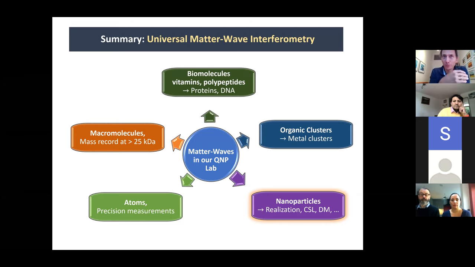What we've been doing in our lab is really matter-wave interference with atoms, with macromolecules, with biomolecules, from vitamins to polypeptides, with organic clusters, metal clusters, and working on nanoparticles. So it's really kind of universal in that sense. And we are hoping to see growth in the community in all these fields. Sorry for being so long, but thanks for bearing with me for such a long time. And I'm open to questions.